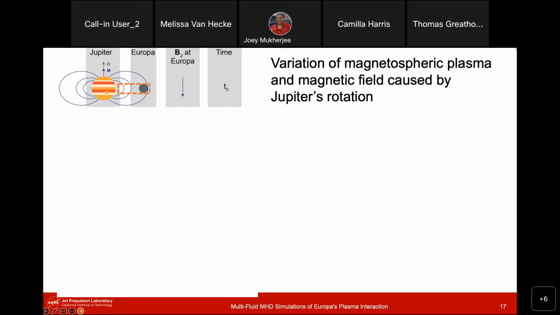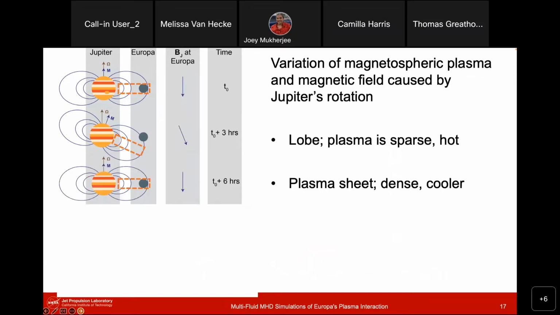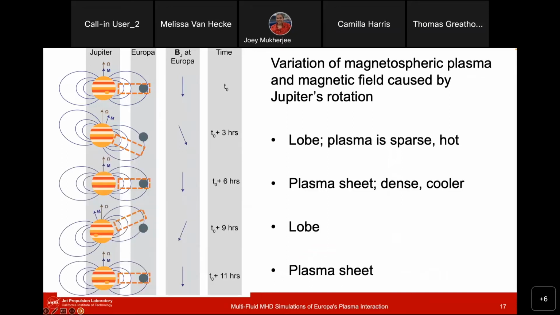So just to recap what I talked about a little while ago, when we have that variation due to Jupiter's rotation, we have this simultaneous variation in the magnetic field and the plasma. So on the left, we have a crude representation of the plasma sheet, and on the right, you have simultaneously what the magnetic field looks like. You can see that over 11 hours, we have this simultaneous variation where Europa is dipping away and towards the center of the plasma sheet, and also the magnetic field is changing at the same time.